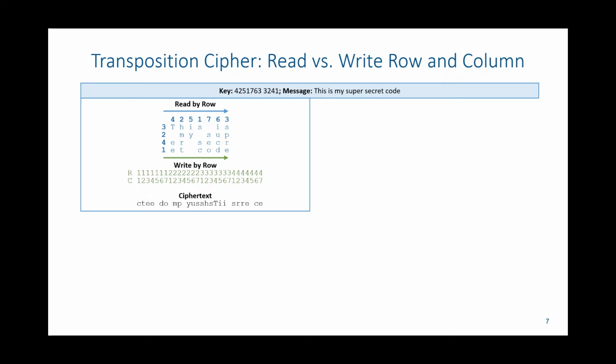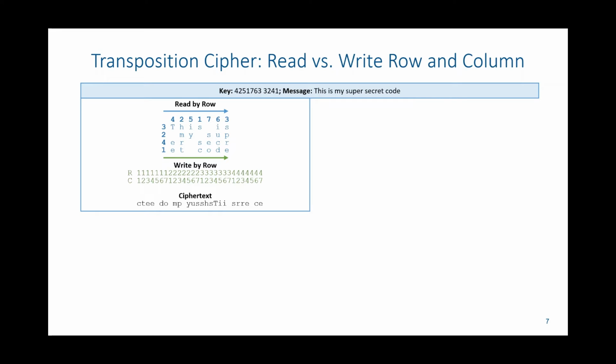So here's our first example where we're reading by row. If we take this is my super secret code and we have the key of 4251763 and we have the row key of 3241, what I'm going to do is put in this is my super secret code by row as you would normally read a book. Now when we write by row, we are going to stick with the row and then just keep moving across the column until we've exhausted that row.